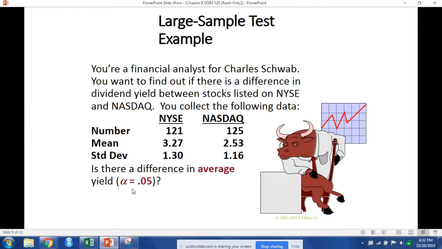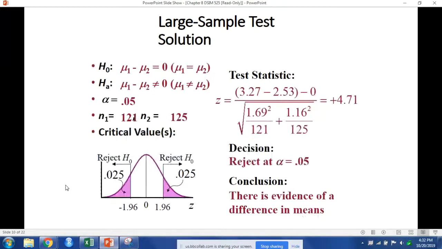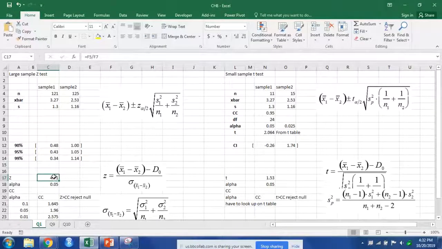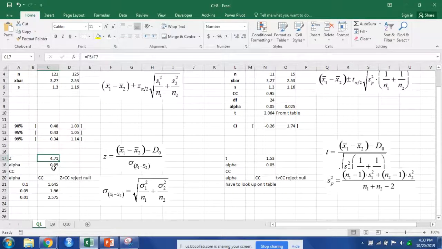So same data, same setup. If our hypothesis is that the average yield is different, using the same data, let us calculate out a hypothesis test. Go back to the spreadsheet. Here we can calculate our z value, and if our alpha value is 0.05, we would be interested in a critical value greater than 1.96. So our value is greater than our critical value of 1.96, so we can reject the null hypothesis.